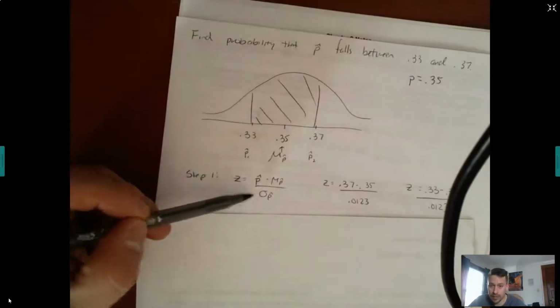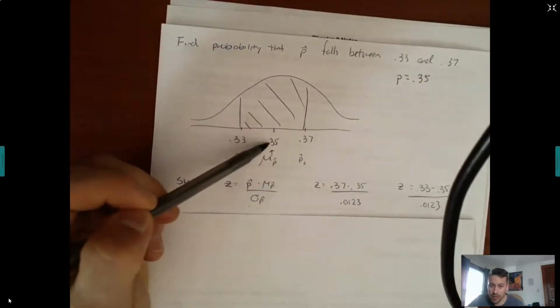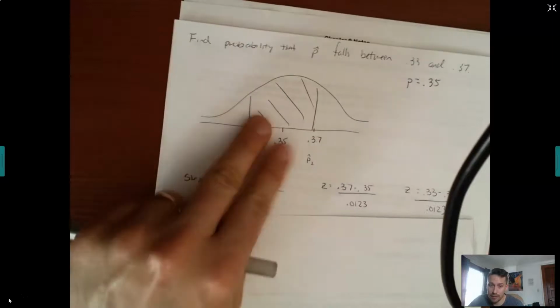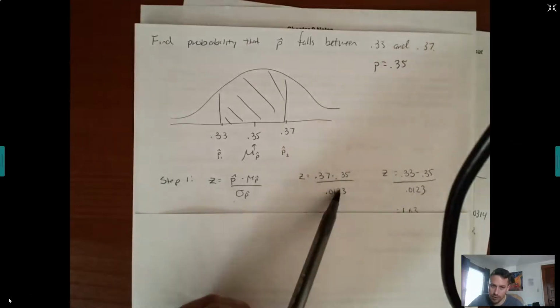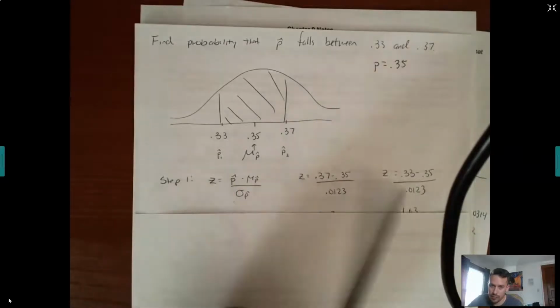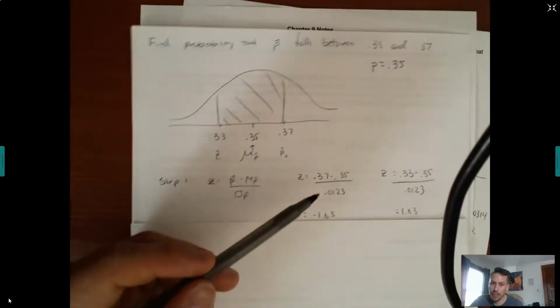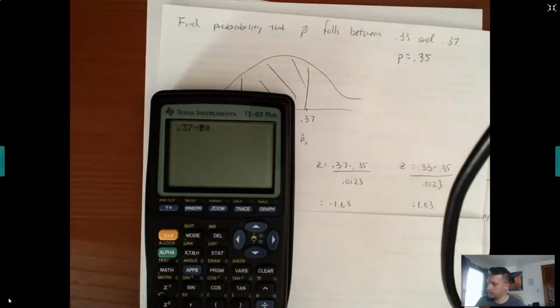This we found already on the previous page is 0.0123. This is always the mean, 0.35. And 0.37 is whatever the p hat of interest is. So we're going to do that with 0.37, and the same exact thing with 0.33. So we have two formulas going at once here. The only difference is I plugged in 0.37 for p hat here, and I plugged in 0.33 for p hat here. And then we're going to calculate 0.37 minus 0.35, which is 0.02, right? It's within 2 percentage points. So divided by 0.0123.